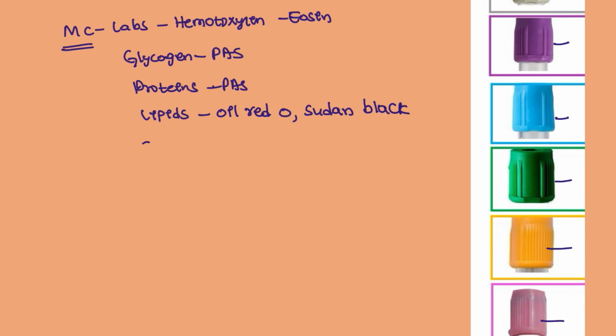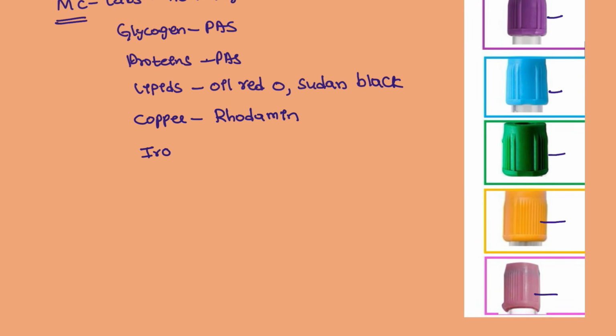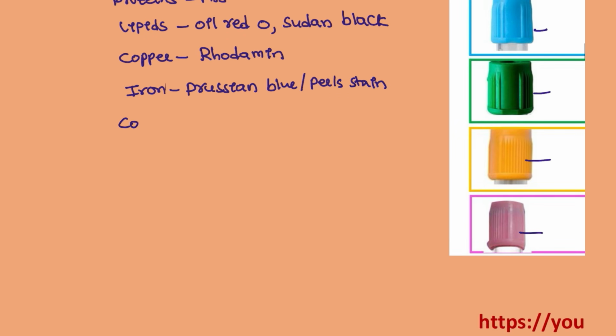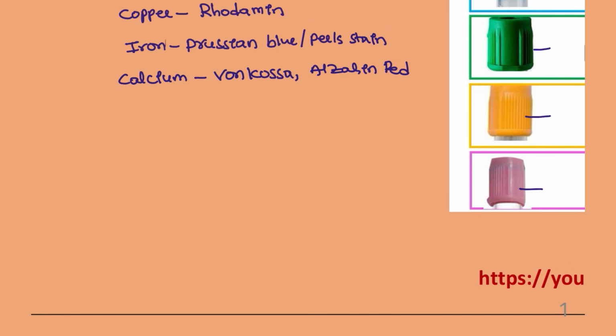Next, for copper we can use rhodanine. For iron, we can use Prussian blue and Perls stain. Calcium is stained with von Kossa and alizarin red. Alizarin red can be used. Next, we also have melanin, so remember Masson Fontana.